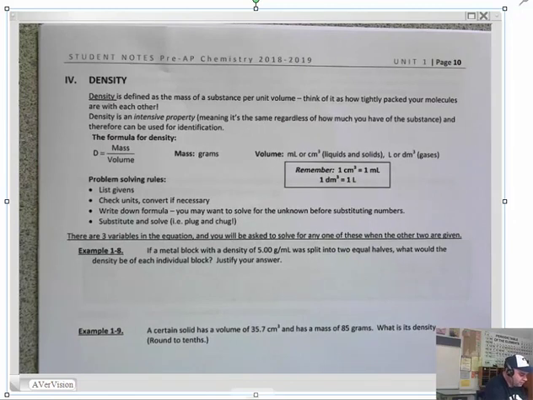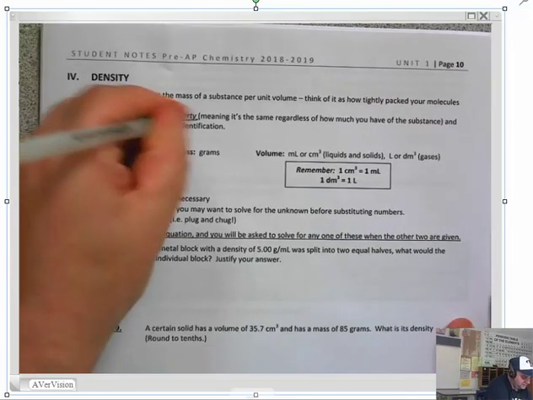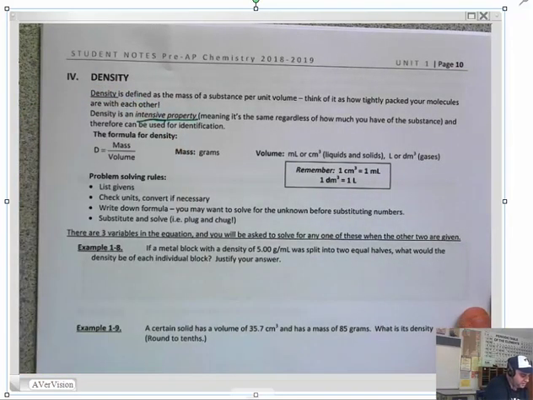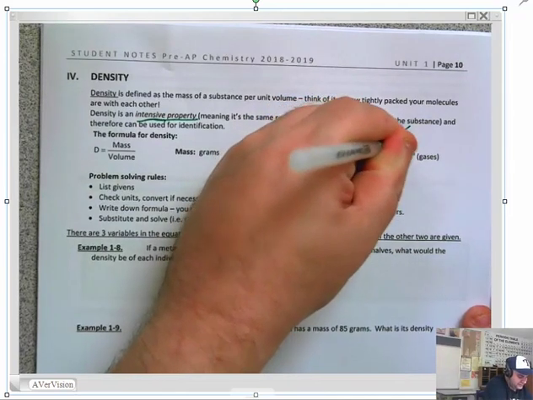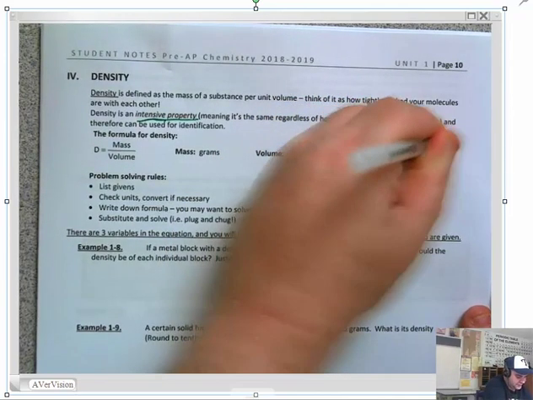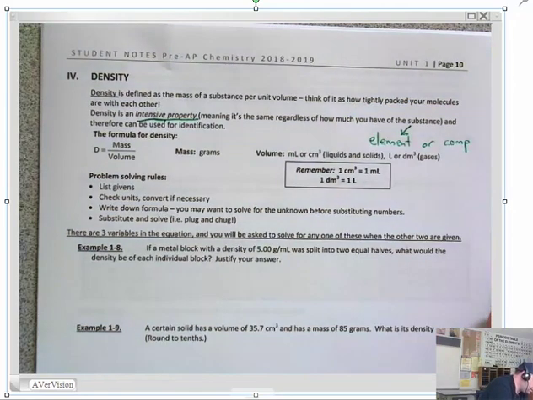Anyways, we're going to go over density, which is mass per unit volume. Think about how tightly packed molecules are, how close to each other they need to be. It is an intensive property, meaning you can identify a substance. You must be wondering, what is a substance? Next lesson, you will learn that it is either an element or a compound. And therefore it can be used for identification.